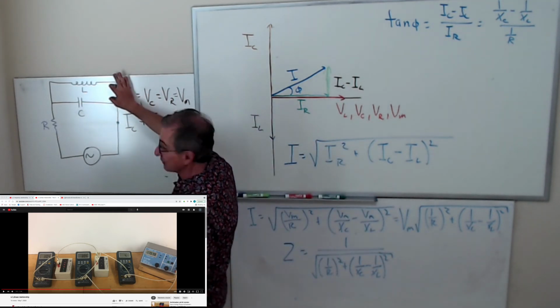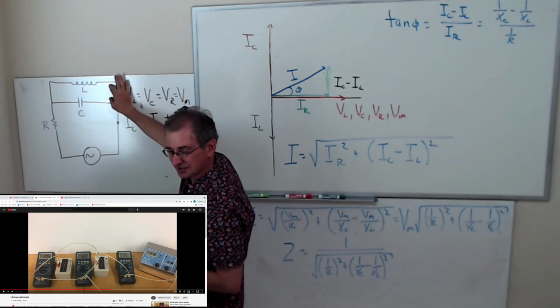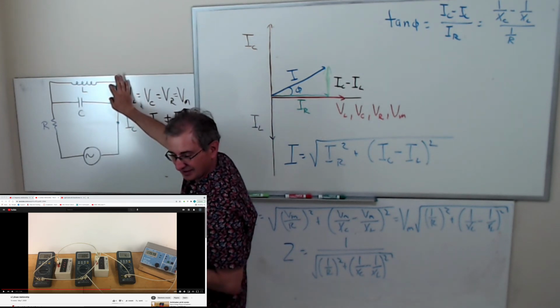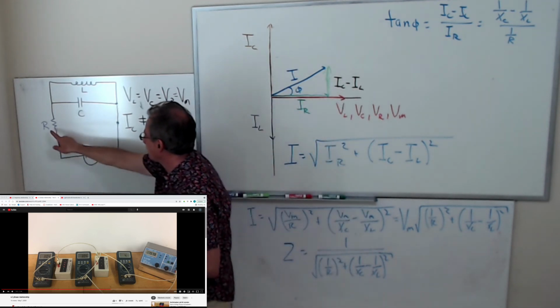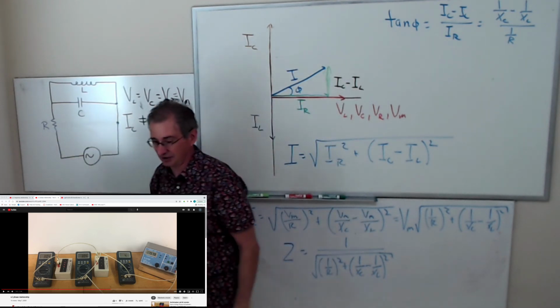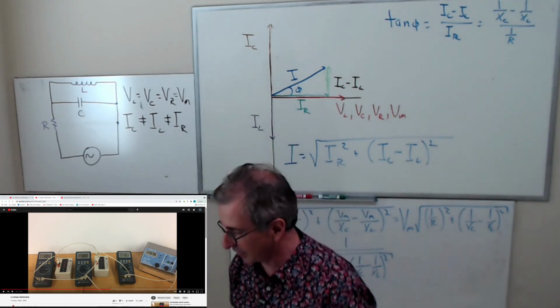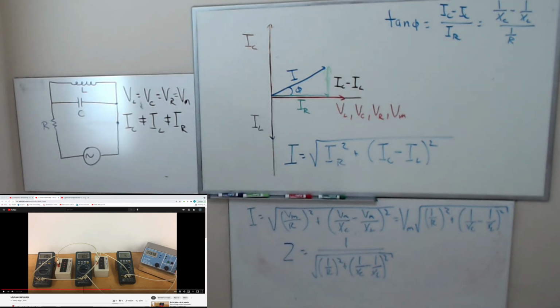If these two have the same voltage and they have the same impedance, guess what happens? They have equal but opposite currents. The current through here cancels. There's no current in here. And so that's what this video is going to show.